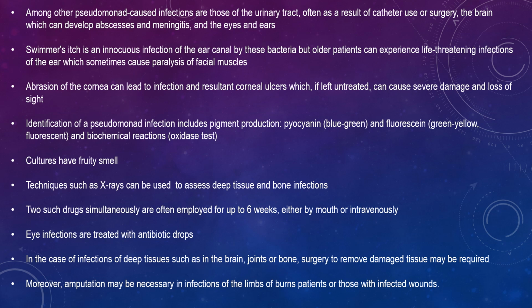Identification of pseudomonad infection includes pigment production: pyocyanin, which is blue-green, and fluorescein, which is green-yellow fluorescent, and biochemical reactions such as the oxidase test. The cultures have a fruity smell, and since hospitals are so commonly contaminated with pseudomonads, the presence of the organism is not sufficient to prove a source of infection. Techniques such as X-rays can be used to assess deep tissue and bone infections.